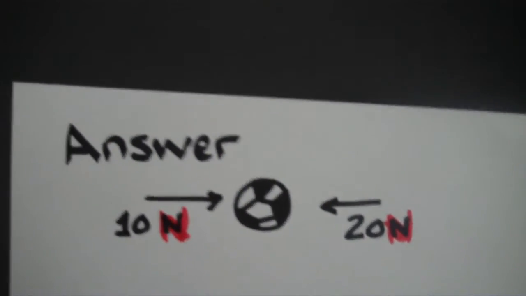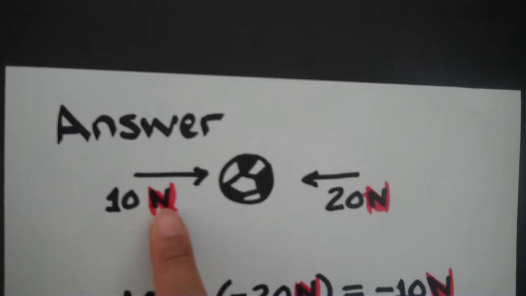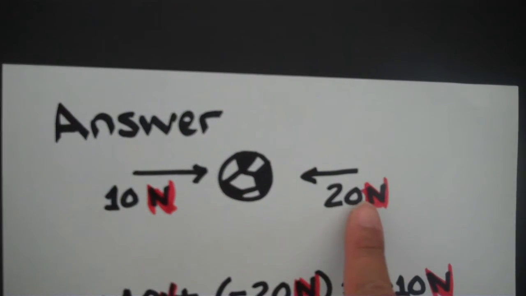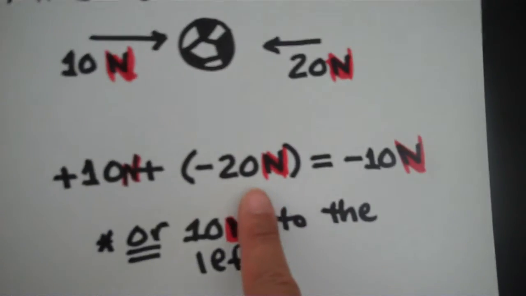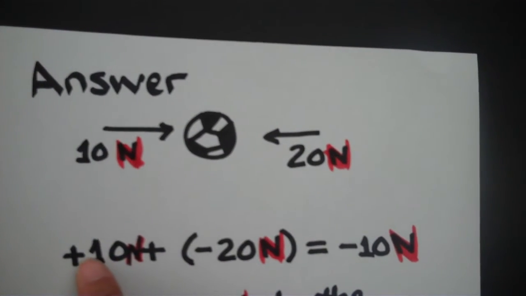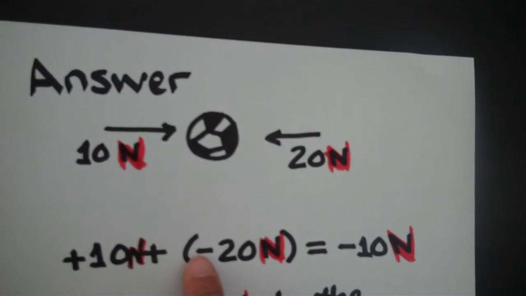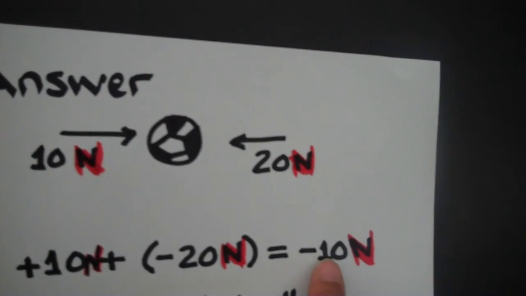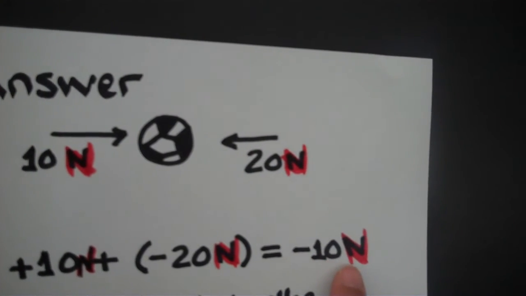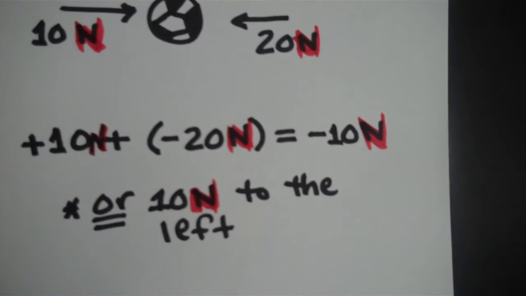Answer: here's the kick to the right with 10 newtons of force on the soccer ball. Here's the kick to the left with 20 newtons on the soccer ball. This is how I'm going to note it. Positive 10 newtons to the right plus, since this is the symbol for to the left, we're going to use a negative 20 newtons. When I do the math and solve, I have a negative 10 newtons, but that really means another way to say it is 10 newtons to the left.